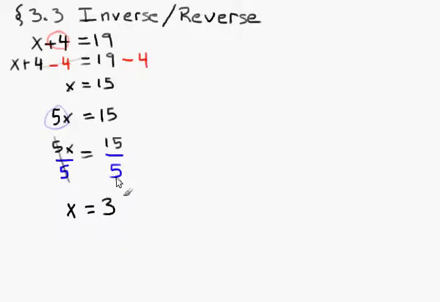Now, I want to take a look at a slightly different problem. The equation is 5x plus 4 is equal to 19. We're going to repeat what was just done here. If we subtract 4 from both sides, this will go away, and we'll be left with just 5x. And we know how to solve that. So the first thing we're going to do is subtract 4 from both sides.